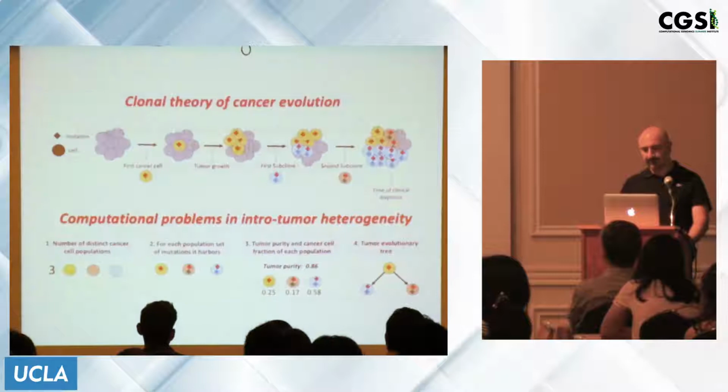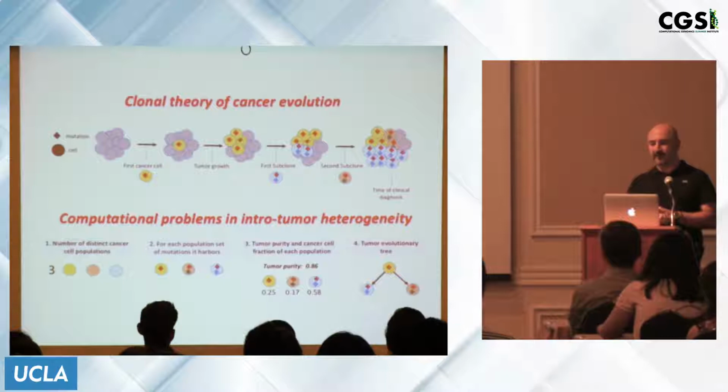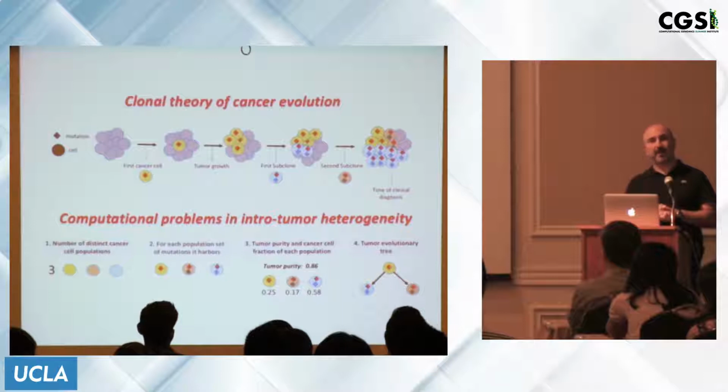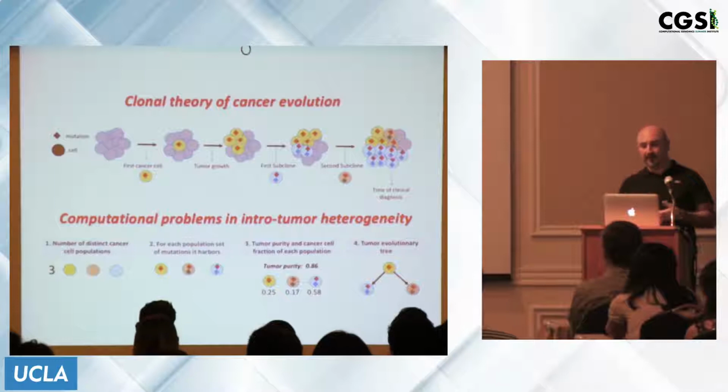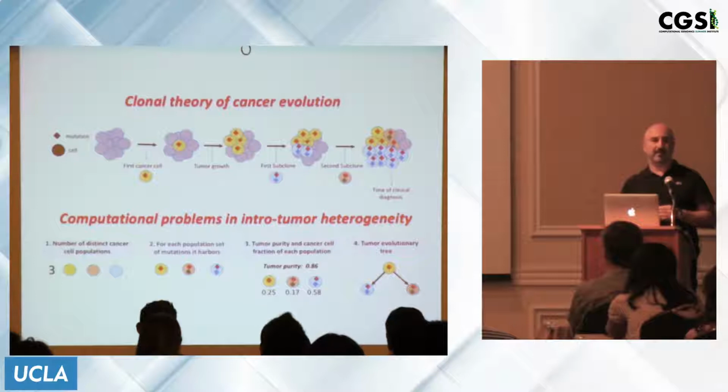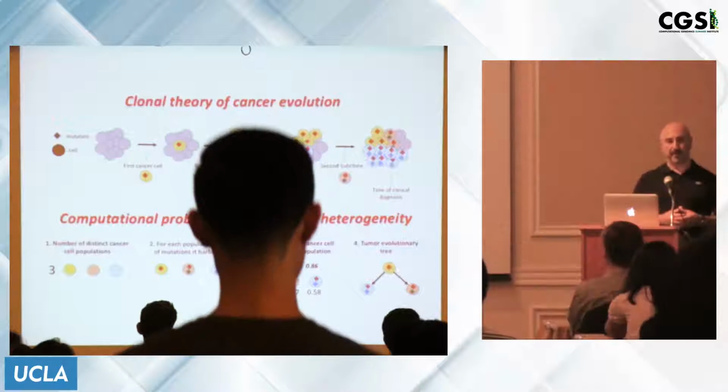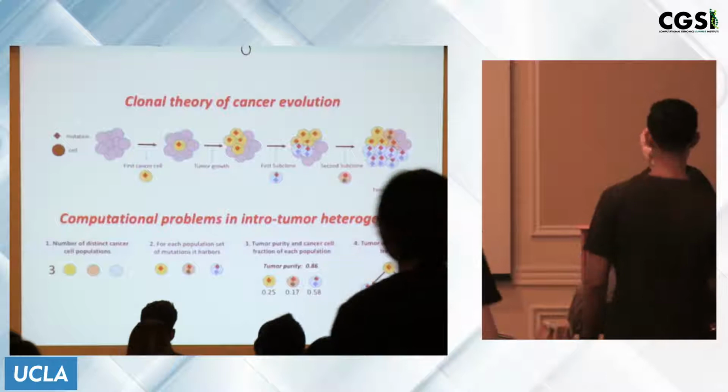So many of you may know that according to the quantum theory of cancer evolution, from the emergence of the first cancer cell tissue to the time of diagnosis, tumor cells acquire mutations. And some of them provide proliferative advantage. This continues over time, they accumulate more mutations, and at the time of clinical diagnosis, tumors are usually highly heterogeneous. They have multiple, distinct cellular populations, harboring distinct sets of mutations.